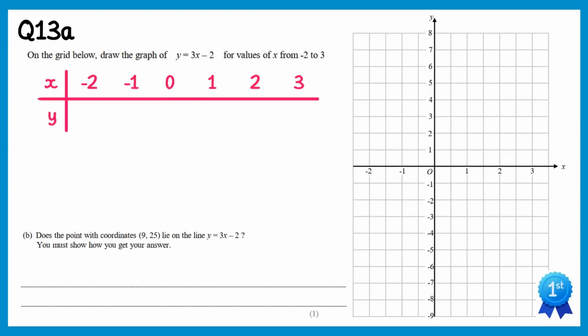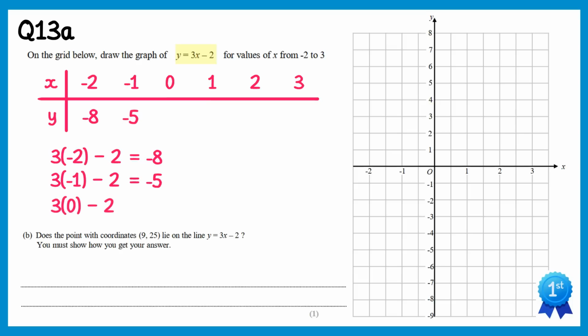We're going to substitute each of the x values into y equals 3x minus 2. Let's start with -2. So y equals 3 lots of x, which is -2, and then take away 2. This gives you -8. Now on to -1, 3 lots of -1, take away 2. That gives you -5. Then 3 lots of 0 take away 2, that gives you -2.